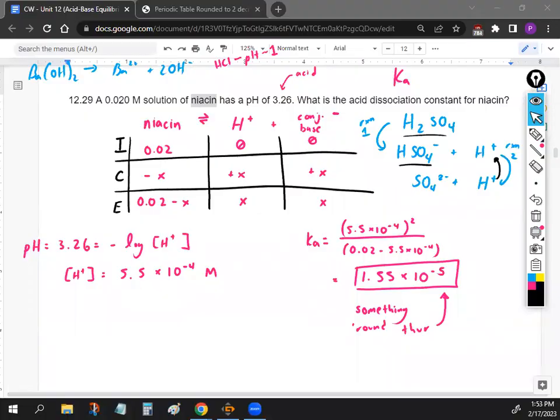Okay, guys. So I have the answer up there on the screen for you. Something around 1.55 times 10 to the -5 should be your Ka. Guys, good with that? Easy peasy.